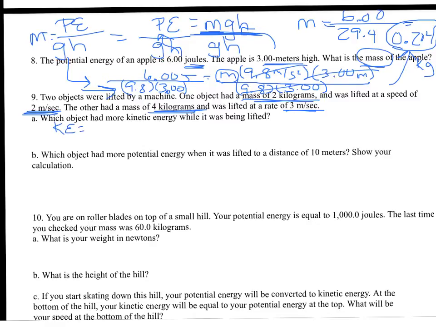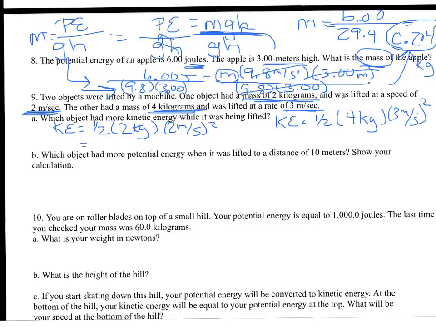So KE equals 1/2 times 2 kilograms times 2 meters per second squared. And then the other object is 4 kilograms times 3 meters per second squared. Well, 2 squared is 4, times 2 would be 8, and half of 8 is 4. 4 joules for the first object.